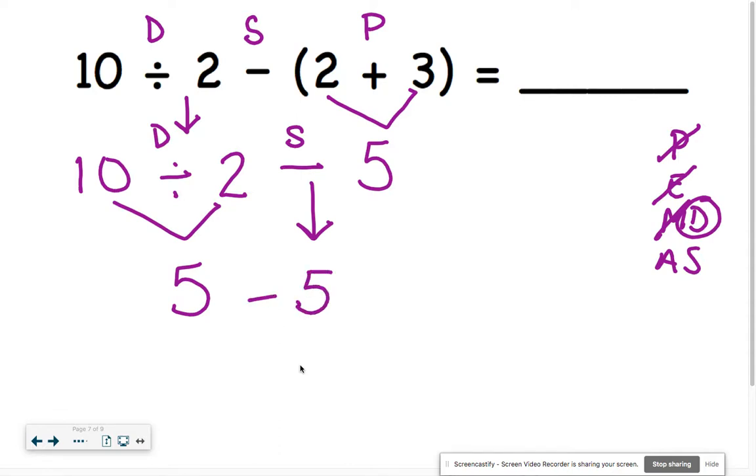Now there's only one step left to do. So we're going to solve our subtraction, which shows up at the bottom of PEMDAS. 5 minus 5 is 0. So our answer is 0. We're going to give one more a try.